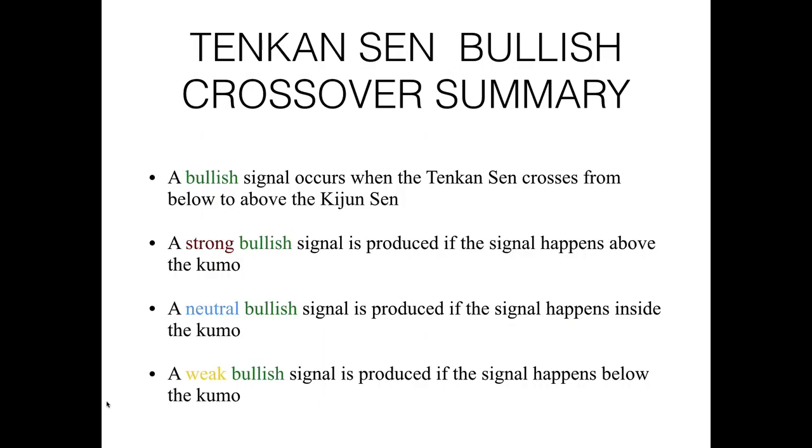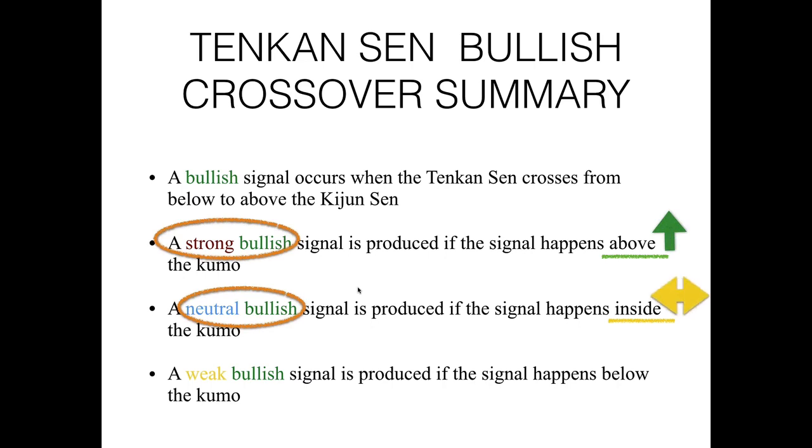So to summarize our Tenkan-sen bullish crossovers, a bullish crossover occurs when the Tenkan-sen crosses from below to above the Kijun-sen. A strong bullish signal is produced if the signal happens above the Kumo. A neutral bullish signal is produced if the signal happens inside the Kumo. A weak bullish signal happens if it is produced below the Kumo.